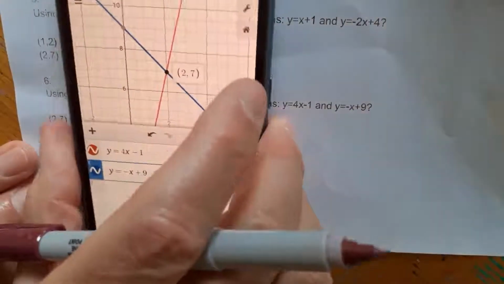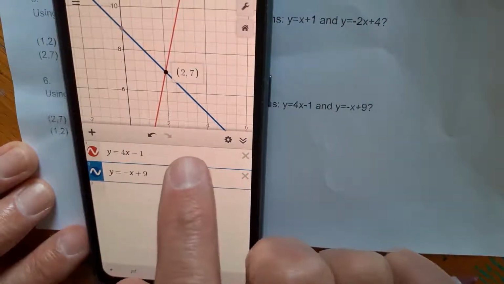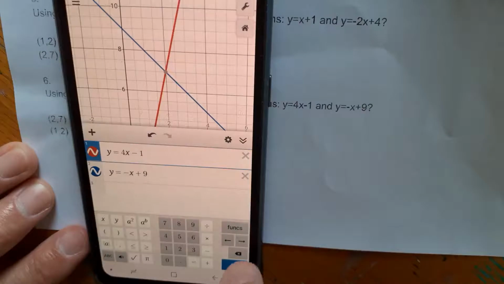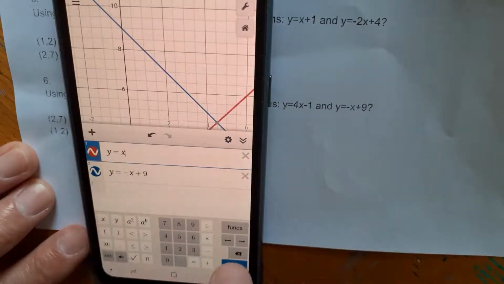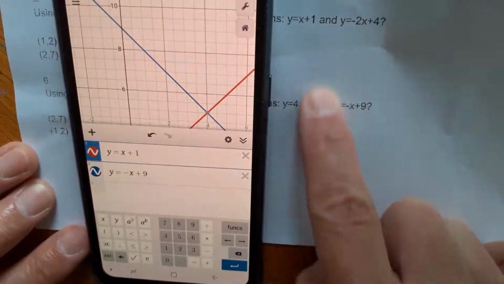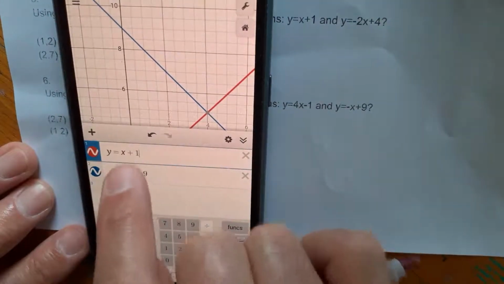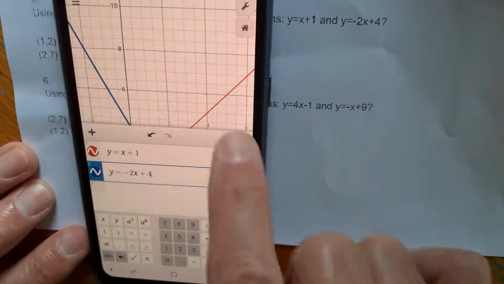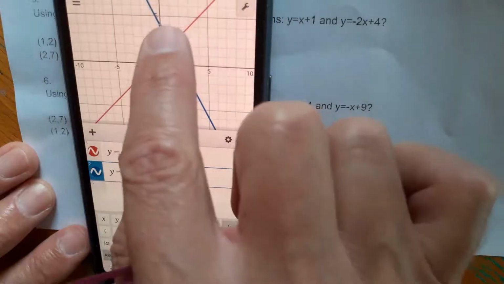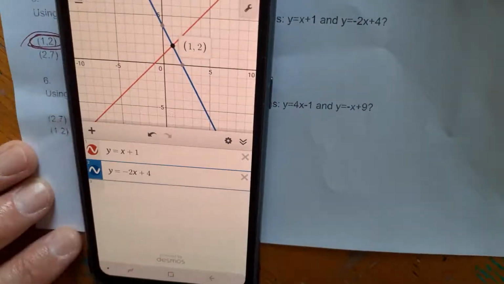Here are the next pair, x plus 1. And you can do more than this, but in Algebra 1, we'll only do systems with 2 equations. X plus 1. There we go. And x plus 1 and negative 2x plus 4. Negative 2x plus 4. All right. Hit home to see where the intersection is. Click 1, 2, and circle 1, 2 here.